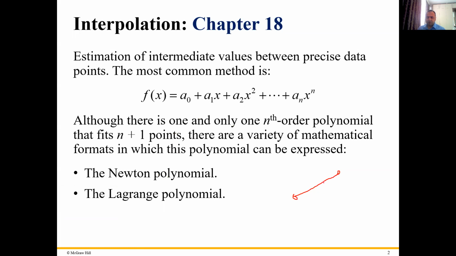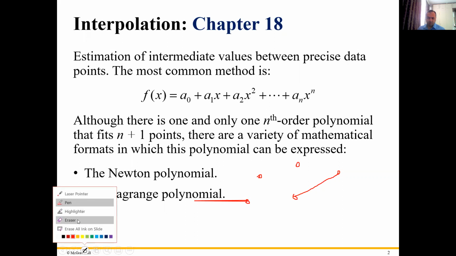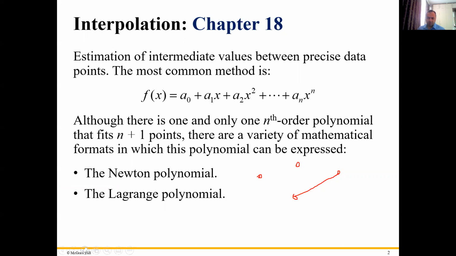But if we have 3 points, like these 3 points, then we can combine them with a curve. I cannot draw very well over here, but these 3 points can be combined with a curve. This will be the second order curve. So if the points are 3, the curve will be second order. If the points are 2, the curve will be a first order curve. If the points are 4, the curve will be a third order curve.